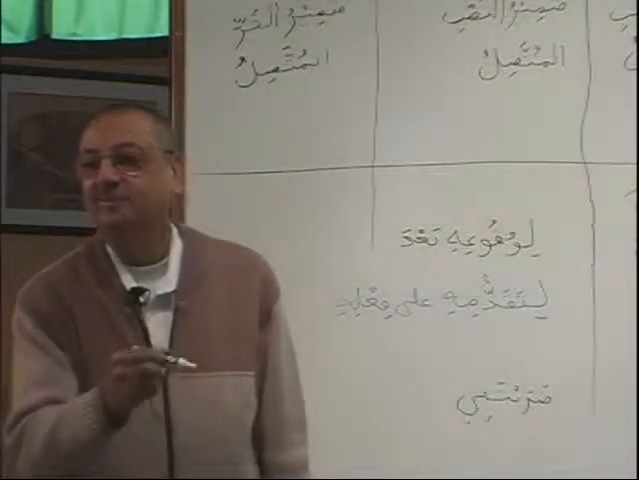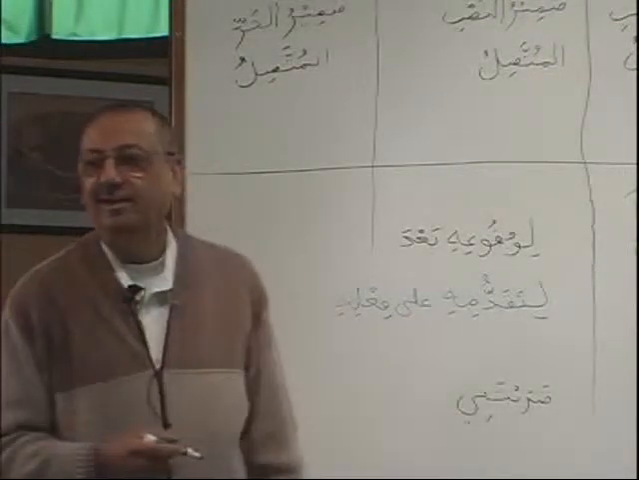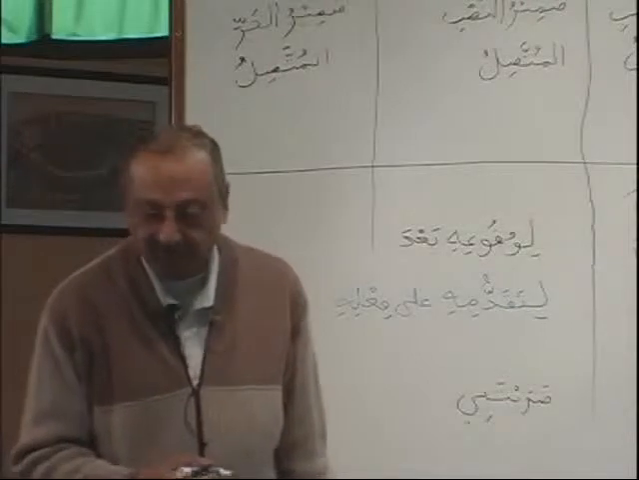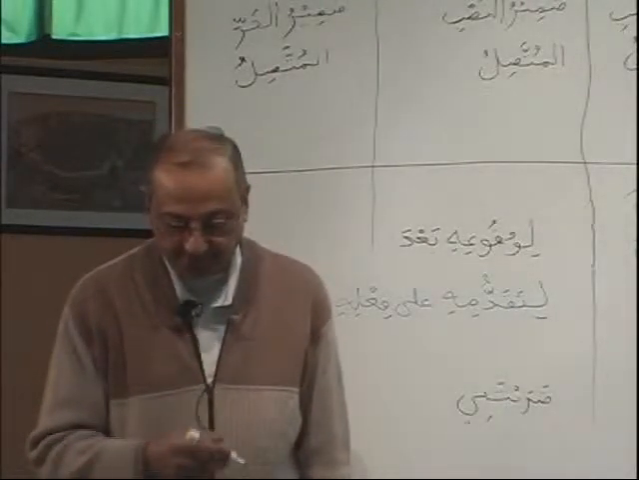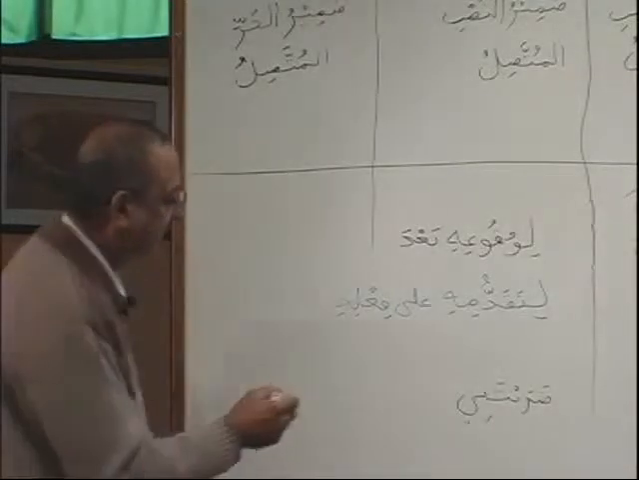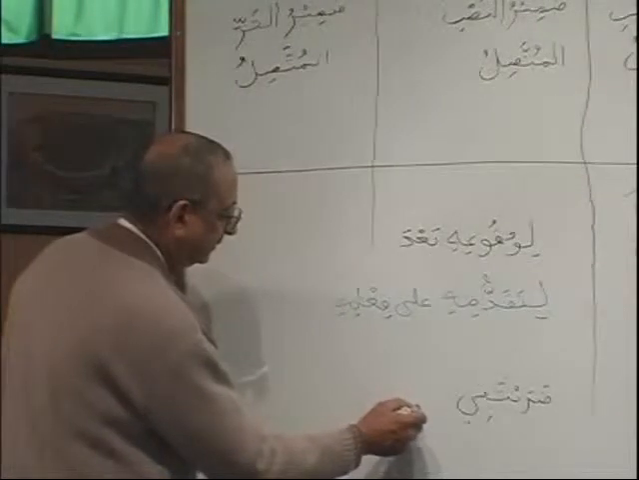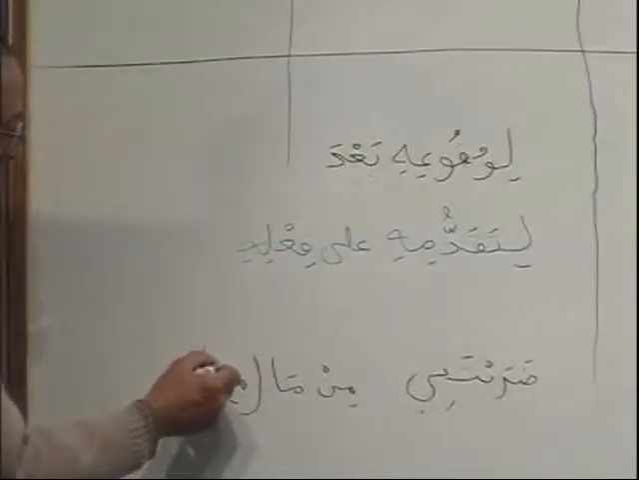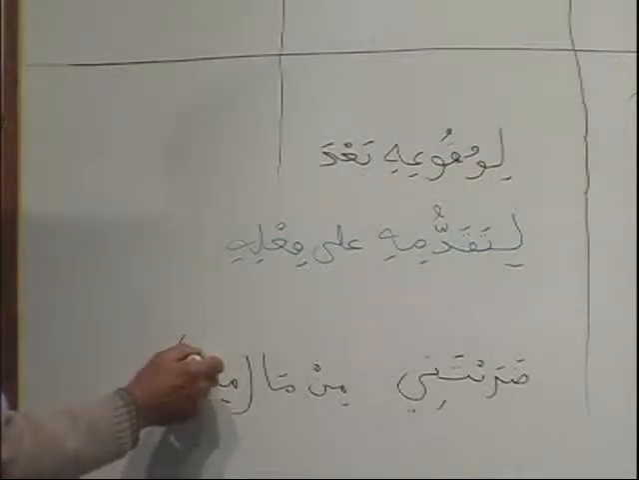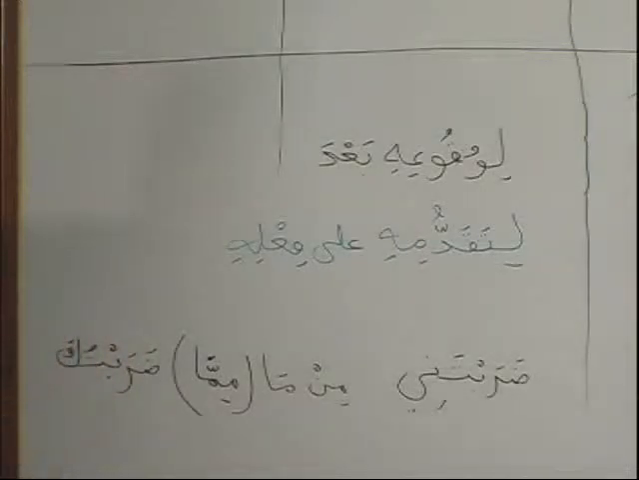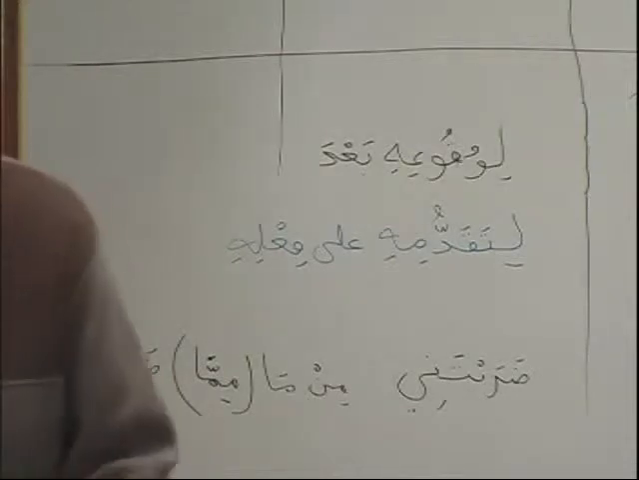What is it? Darabtani. You hit me. So darbuka iyaya means you're hitting me. Darabtani, you hit me. And then what will you say? Ashaddu, more severe. Then you will say min. And again, you will here put ma, which will be mimma. Now, this ma is masdariya, brothers and sisters, but I am not going into detail. Mimma. Got the idea? Write it down, brothers and sisters.